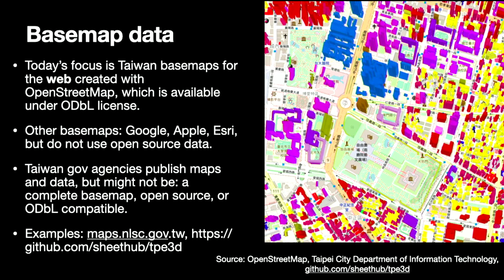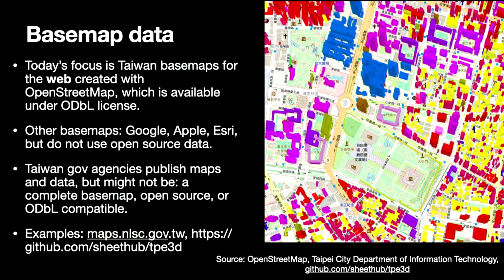And base map data, there's lots of it around. Everyone knows Google Maps, Apple Maps, Esri Maps. But today's focus is on base maps for the web, so in a browser, specifically for Taiwan, and those that are created with OpenStreetMap, which is available under the Open Database license. So other base maps, they might not have open source data. There also is non-OSM data sets for Taiwan. There's some that are published by the government, but they might not have enough data to be a complete base map. They might not be open source, or the license might not be compatible with the OSM license.